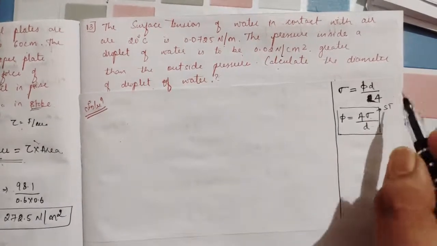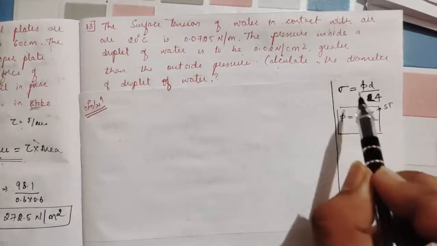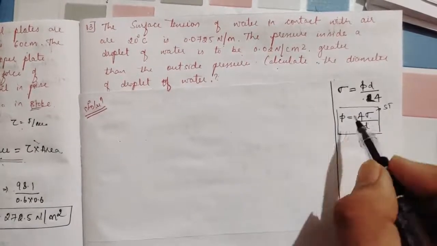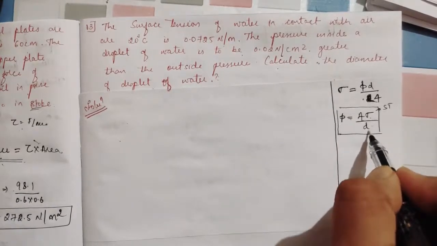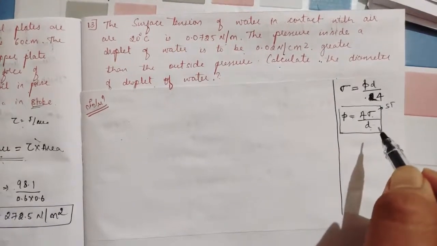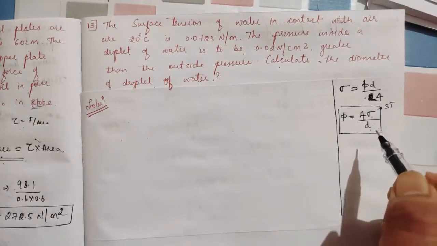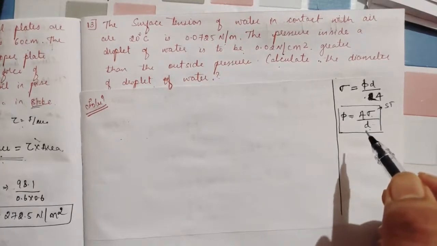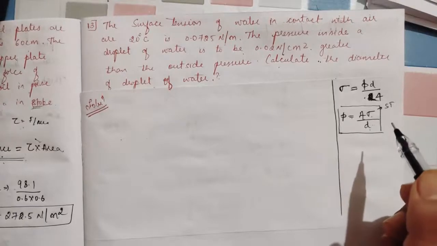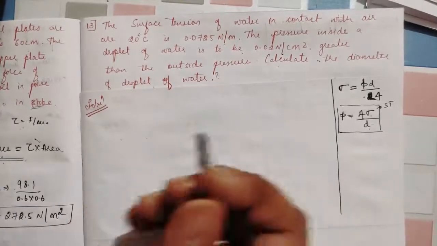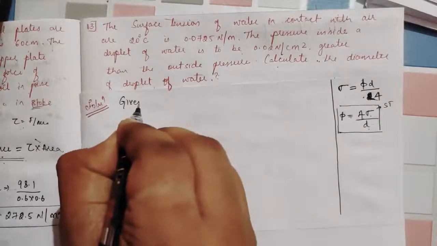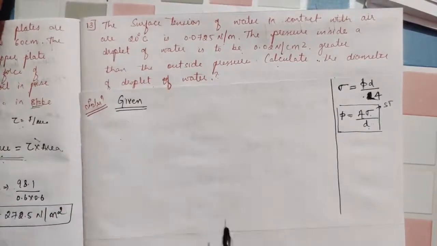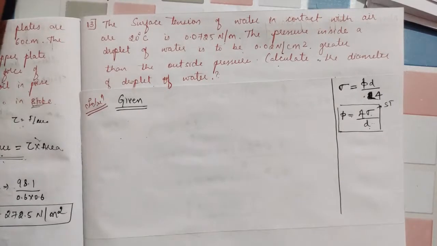You remember this formula so that you can convert it later. This is universal, right? Pressure is equal to 4 sigma by D. You have to remember this formula, and based upon the case, if it is a hollow bubble or whatever type of question they give you, you can take the value accordingly. So I'll write first whatever they have given. Before that, I'll discuss the question.